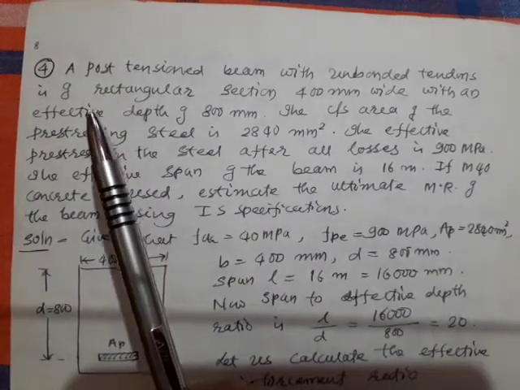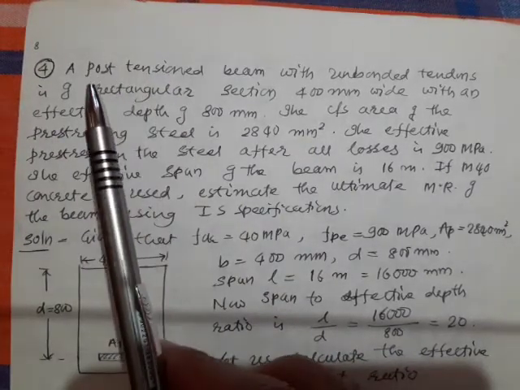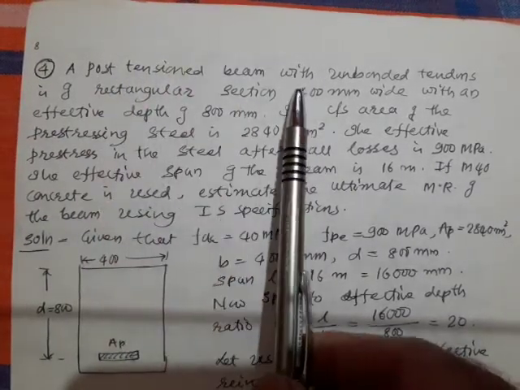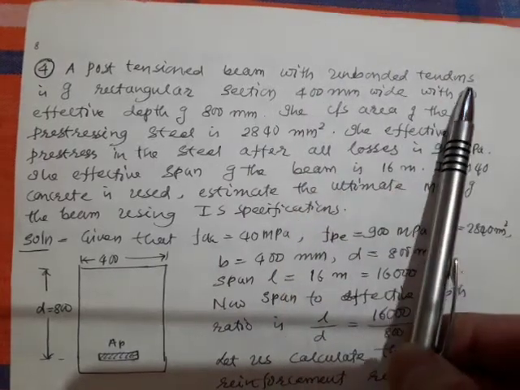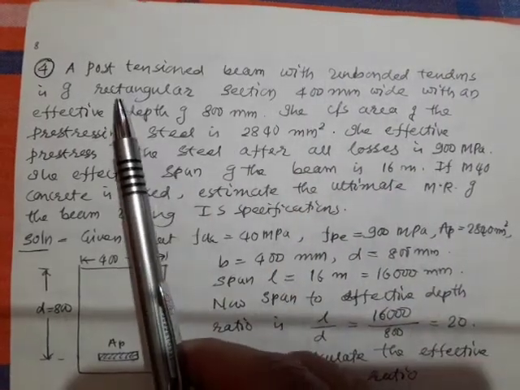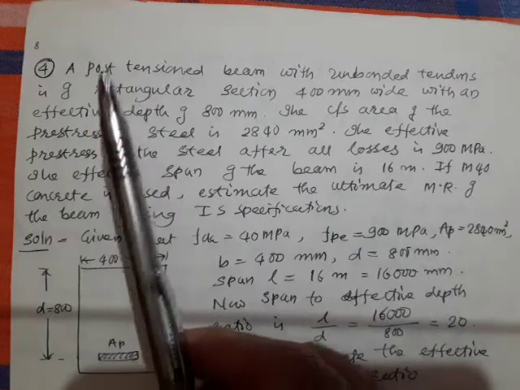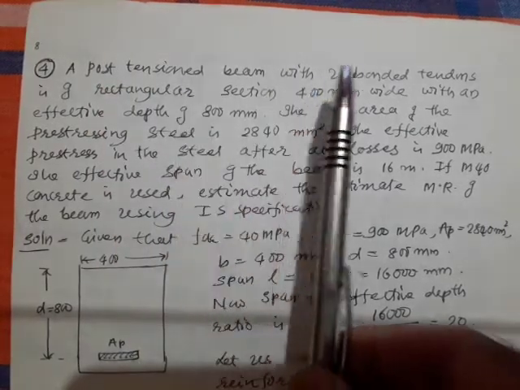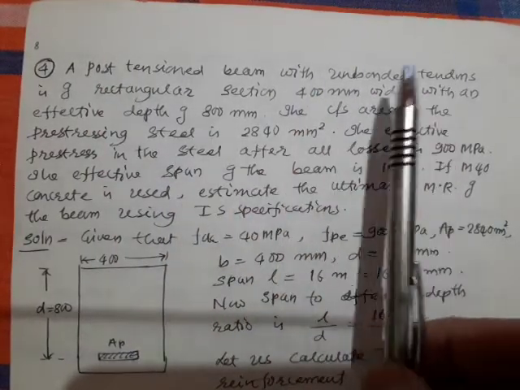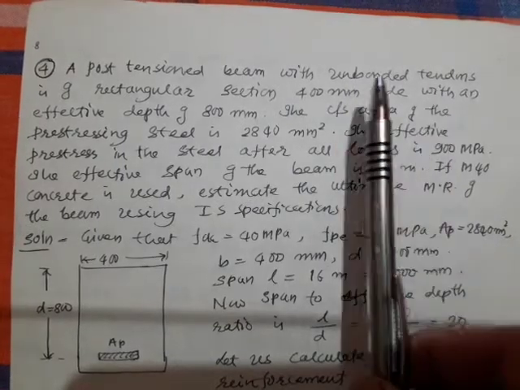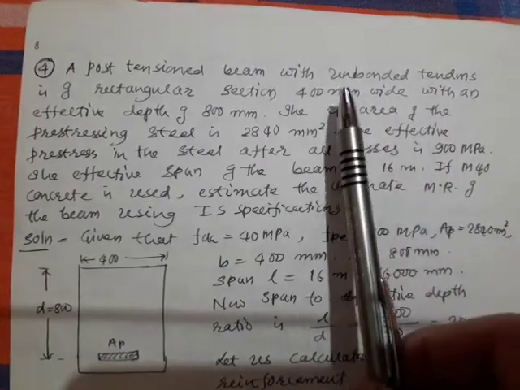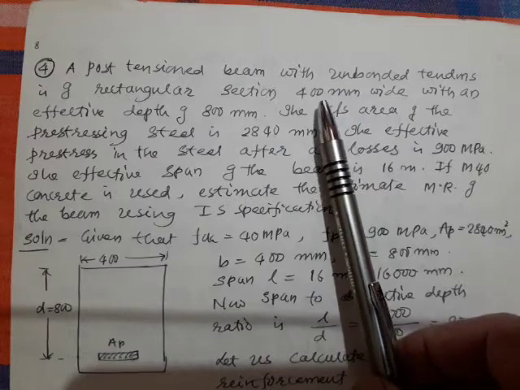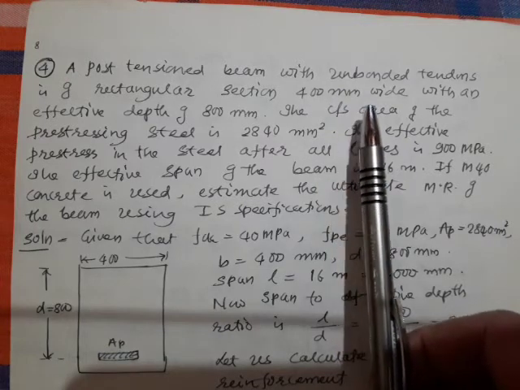Now we shall go to another problem. A post-tensioned beam with unbonded tendons. Now it is a post-tensioned beam, but it is with unbonded tendons. Please remember, it is unbonded tendons. In a sense, unbonded means I have not grouted the hole, so it is unbonded.